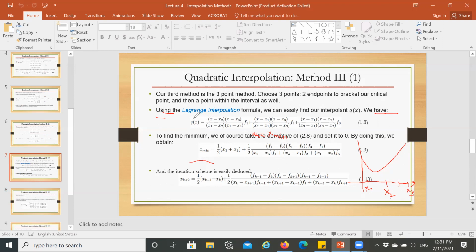So how do you find the minimum? You take the derivative of q of x with respect to x and set it equal to 0. That's what I have written. To find the minimum, of course, we take the derivative; this is 1.8, not 2.8, and set it to 0. Is it clear? Yes. Okay, good.